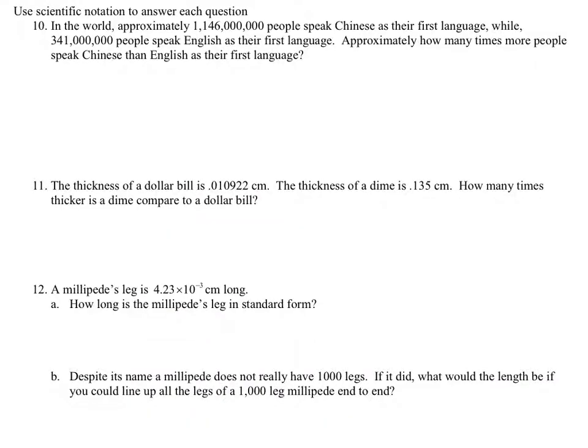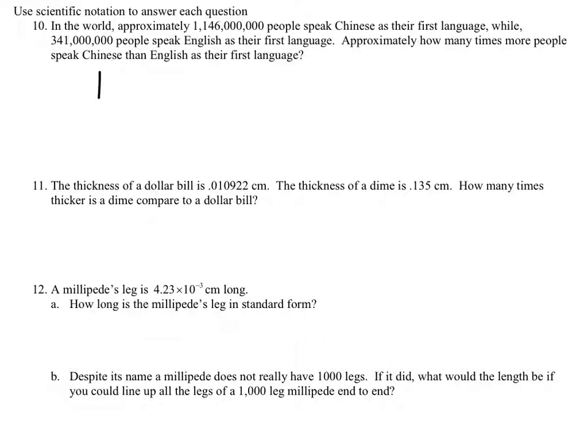In the world, approximately 1,146,000,000 people speak Chinese as their first language, while 341 million speak English as their first language. Approximately how many times more people speak Chinese than English as their first language? All right, so we're going to divide these two.